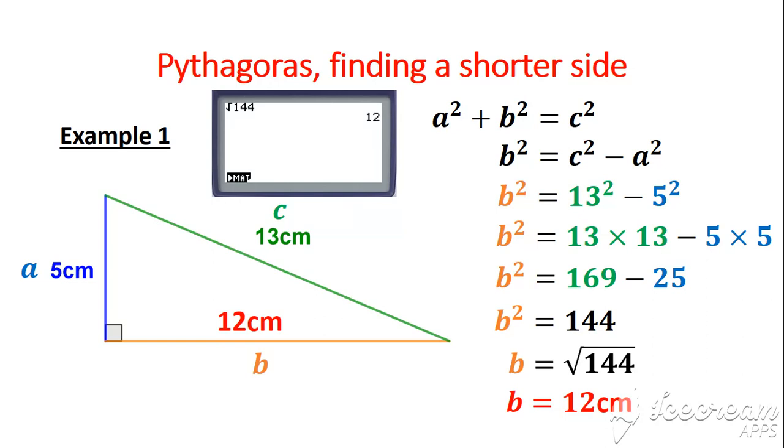Notice that it's less than 13. 13 has to be the longest side in this triangle because it's the hypotenuse, the long diagonal. So if I'd accidentally done a plus, which some students do by mistake, you probably would have found that B is bigger than 13 and realized I've made a mistake.